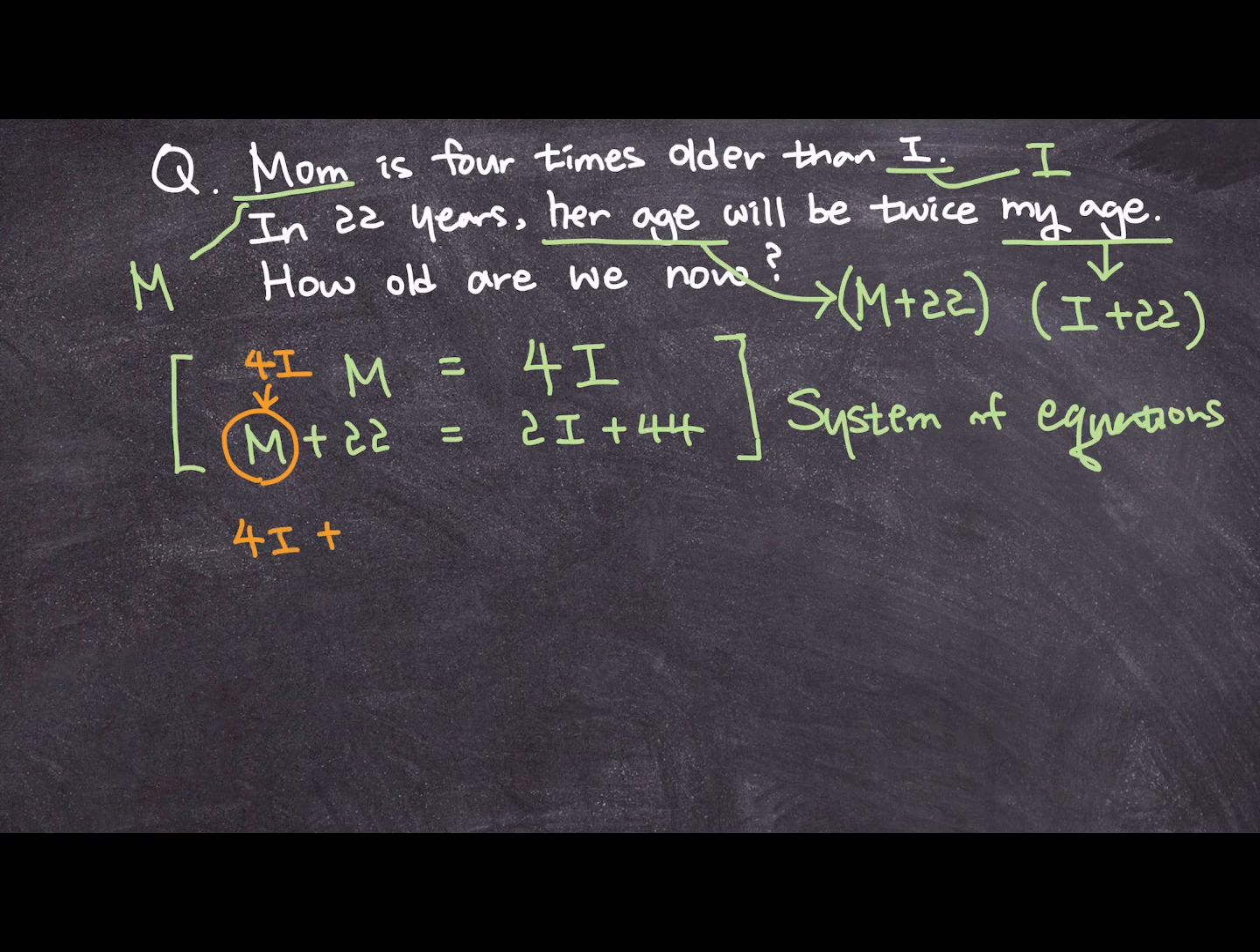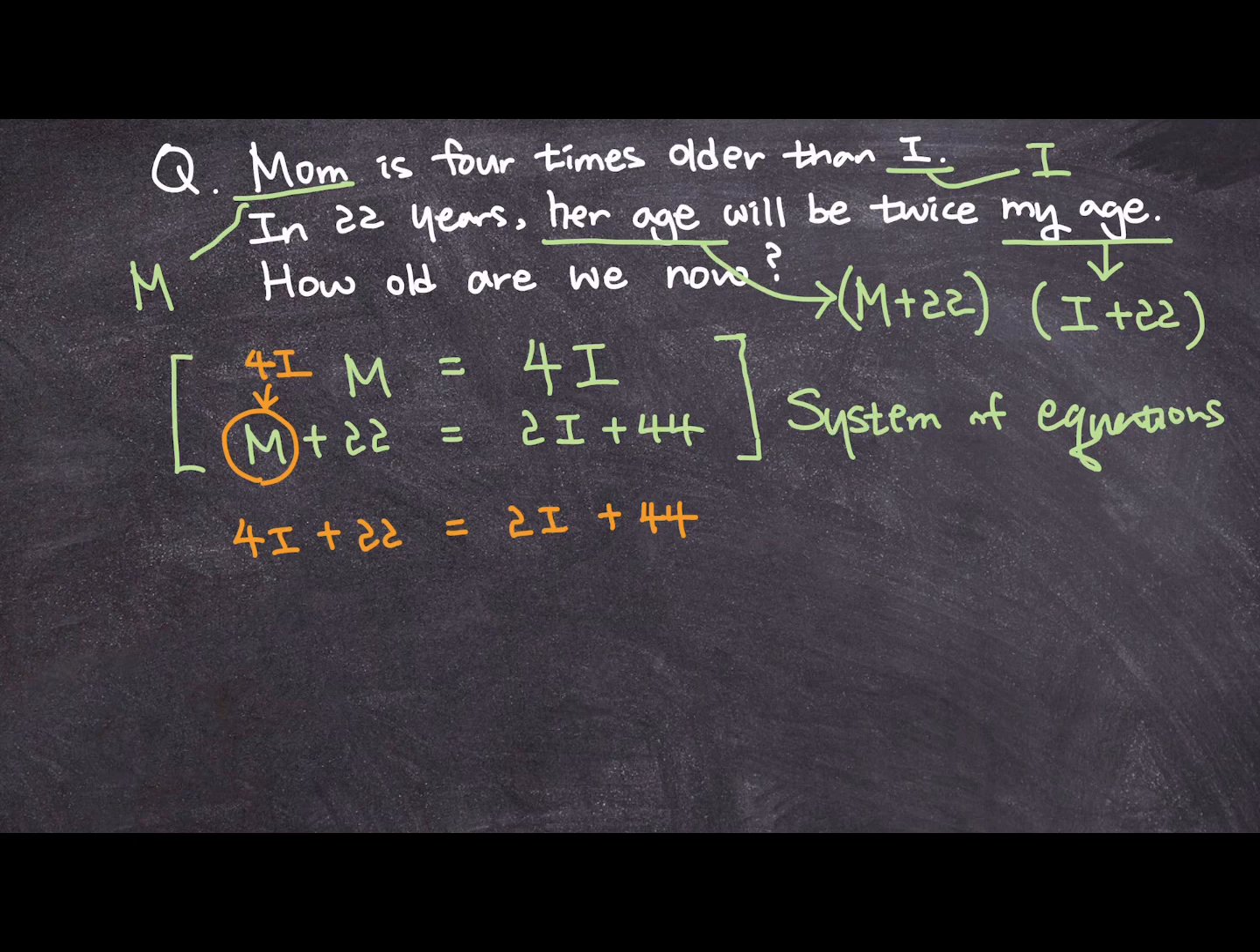4i plus 22 is equal to 2i plus 44. Now I only have the variable i to solve for, so let's go ahead and do that. I am going to collect all the i variables on the left side of the equation and put all the rest on the right side, so that I can solve for the value of i.